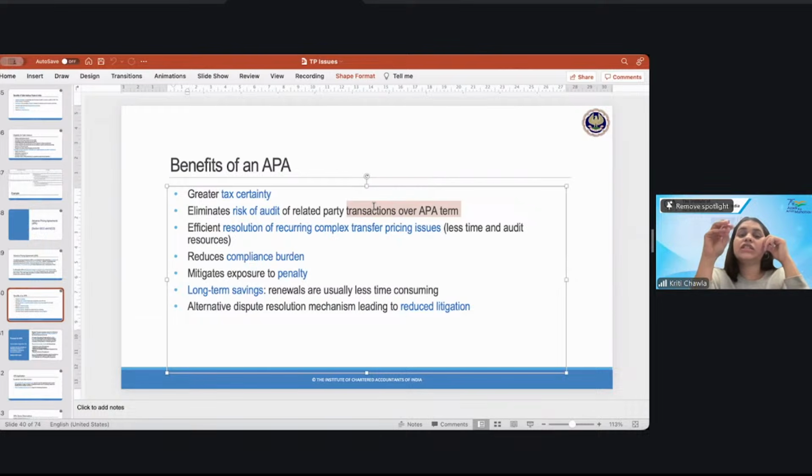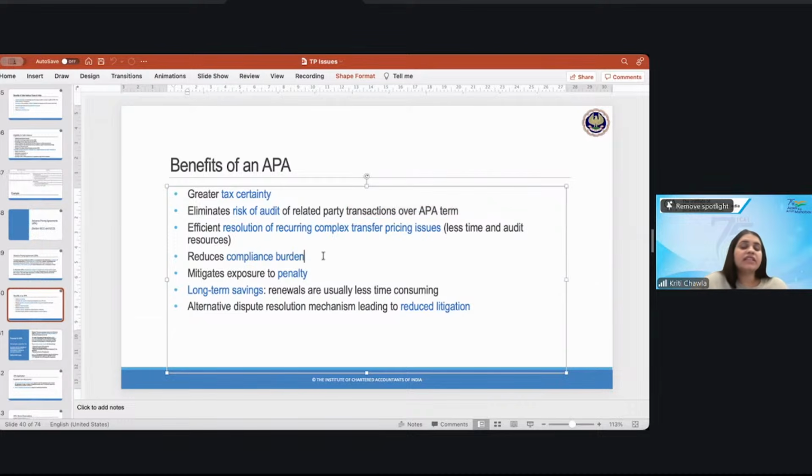It is an efficient resolution of recurring complex transfer pricing issues. As I mentioned, a transaction will run over the course of the next few years. So if it is a complex transfer pricing issue, and it's going to be a recurring issue going forward because the same position is taken by the taxpayers, this will eliminate that problem. This will give an efficient resolution for those recurring issues.